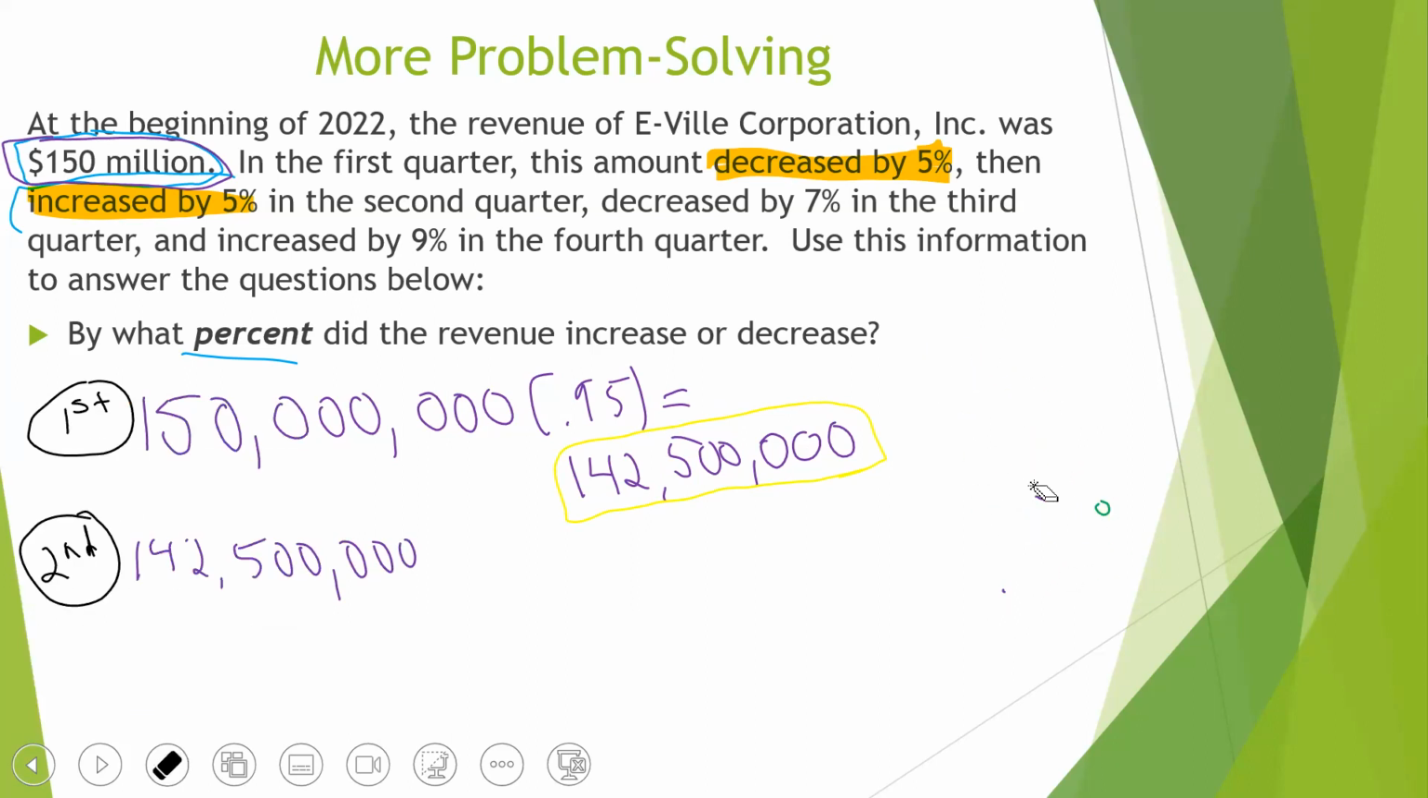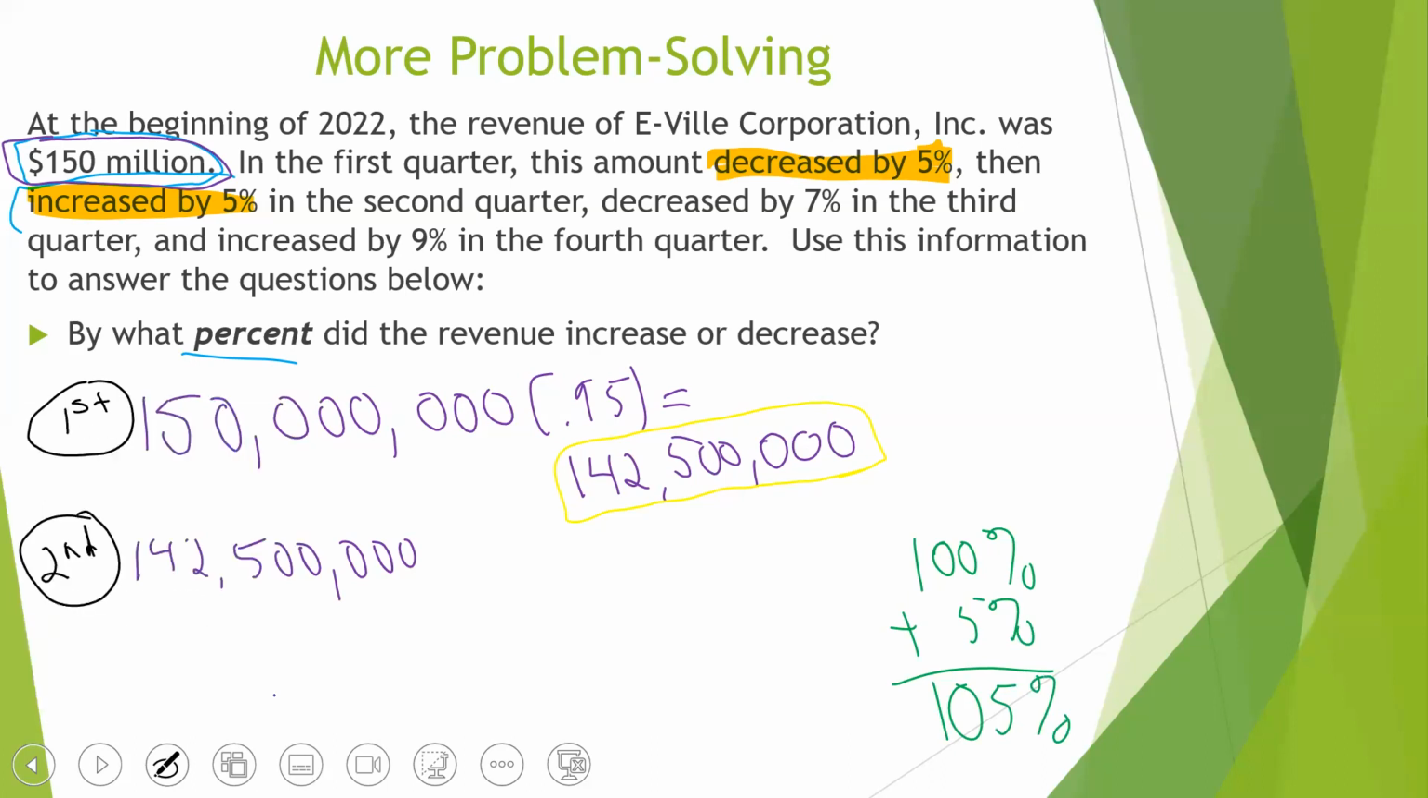And so if we again think of that new starting amount as our baseline 100%, right? If it increases by 5%, then we're going to add 5%. And so what we're looking at finding now is 105% of that amount.